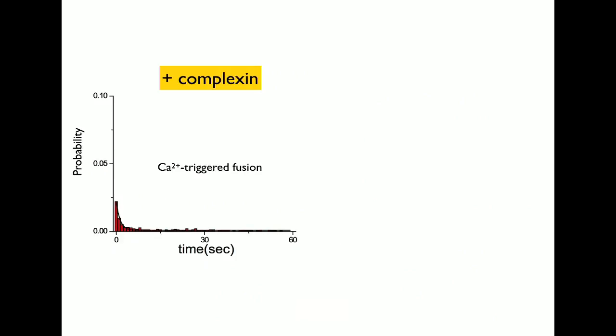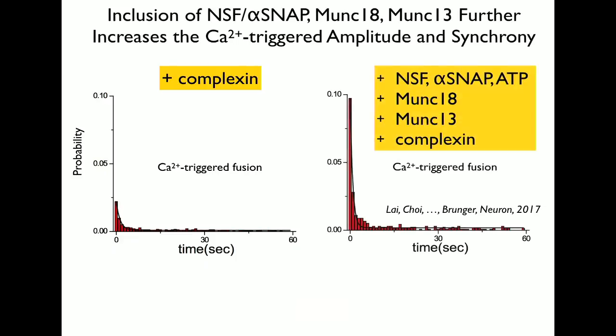So again, this is the same graph here with complexin, so it's about 2%. When we add additional factors, and I'll come back to what these are in a few minutes, we're now up to 10% fusing right away. So this is becoming more respectable now. And also, we actually don't need a relatively high calcium concentration anymore. This happens also with relatively physiological calcium concentrations now, in the tens of micromolar range.